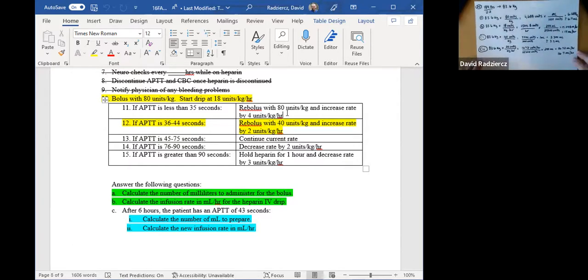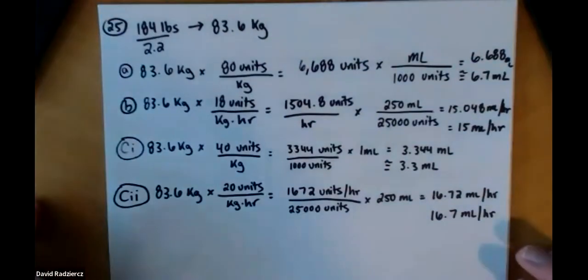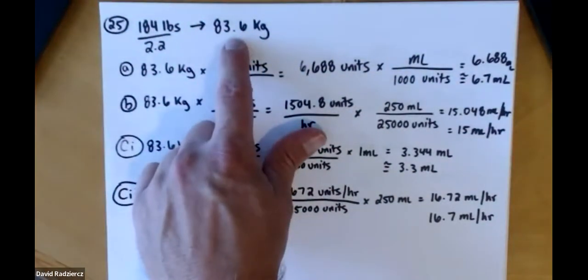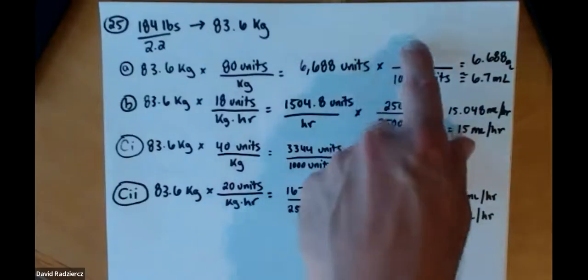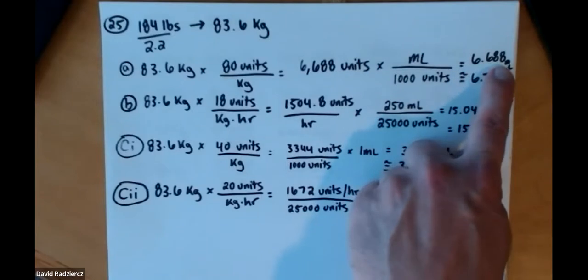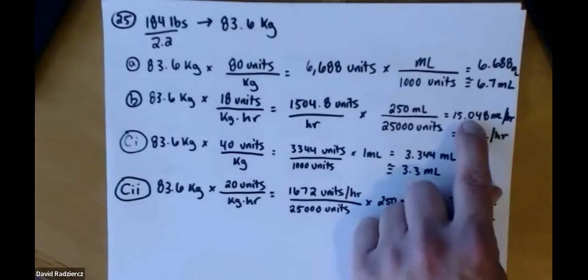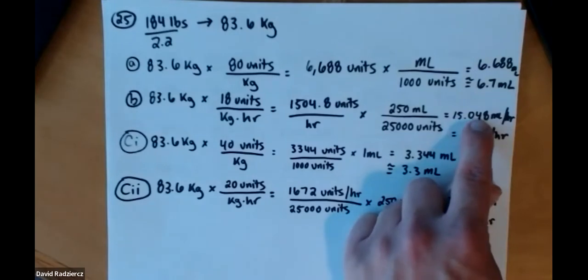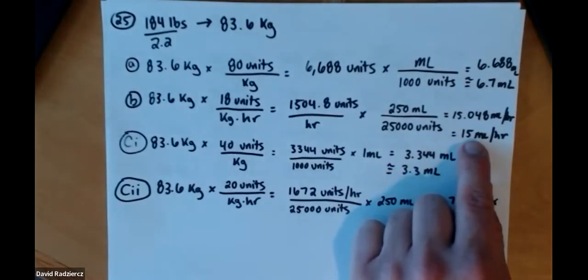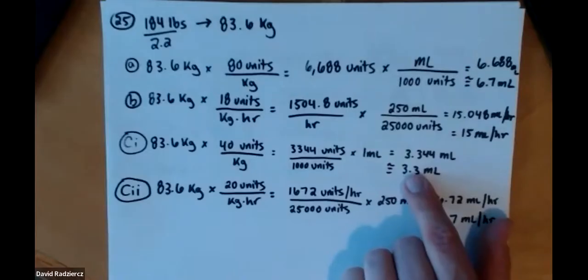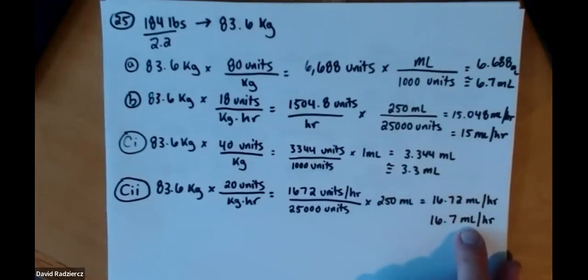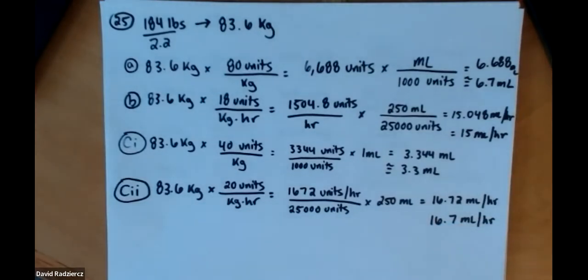For this one, the patient is 184 pounds, divide by 2.2, and I rounded and got 83.6. So this is to the nearest tenth. Then I did the exact same thing we just went over. We get 6.688 milliliters, and I rounded that to the nearest tenth. For this one, I got 15.048 milliliters, and again, I rounded to the nearest tenth. I wouldn't round that to 0.1 because 4 is less than 5. So I just left it at 15 milliliters per hour. Then we did the half bolus, got the 3.3, and then 16.7 for when we increased it by 2 units. But I still followed the same exact procedure or protocol.